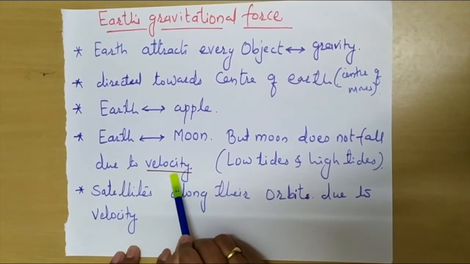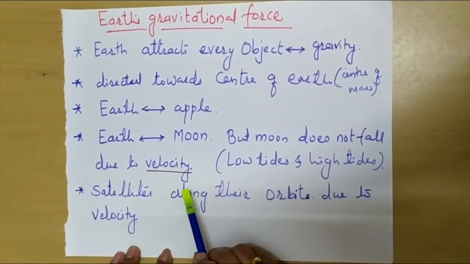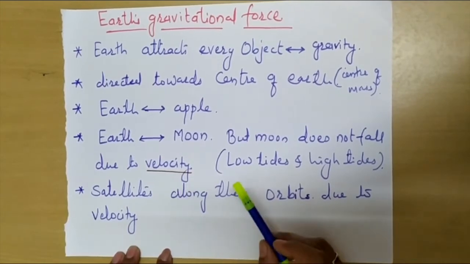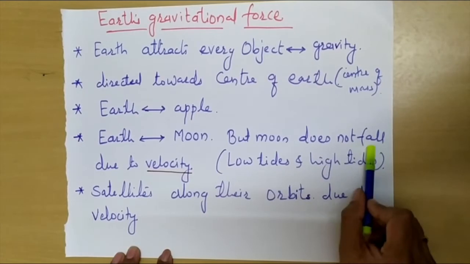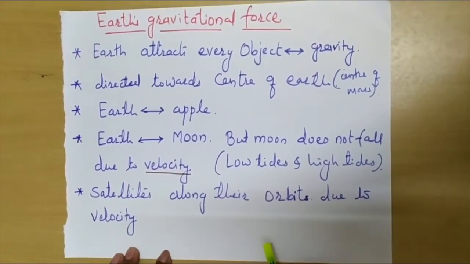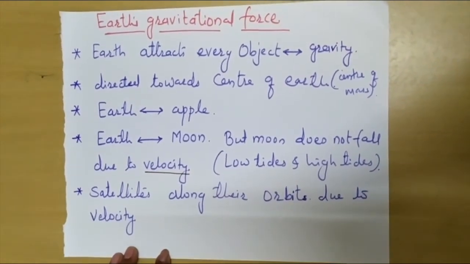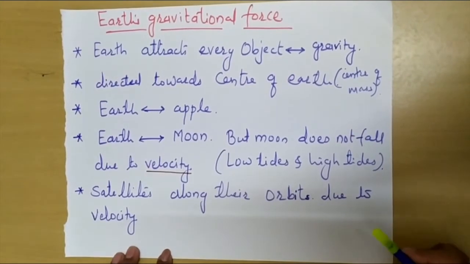Due to the velocity of the Moon. The Moon revolves around the Earth with a certain velocity, and due to that velocity, the Moon does not fall on the Earth. This is the big reason behind it. The same reason is behind the satellites.